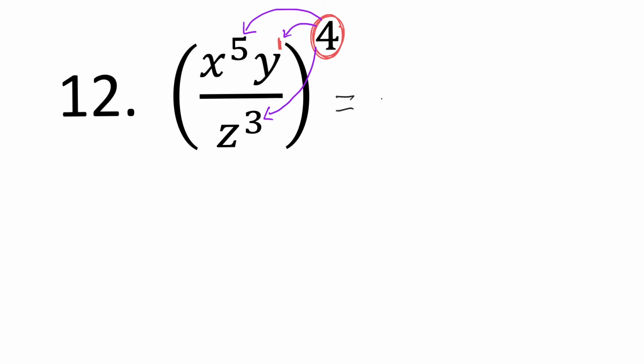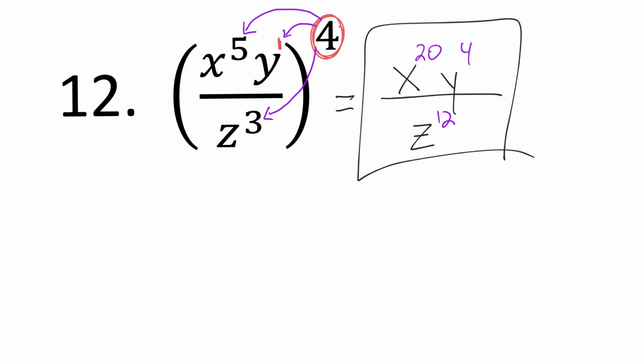So you keep the same bases. X, multiply the exponents. 4 times 5 is 20. The y, 4 times 1 is 4. And the bottom is a z. 4 times 3 is 12. So my answer is right here.